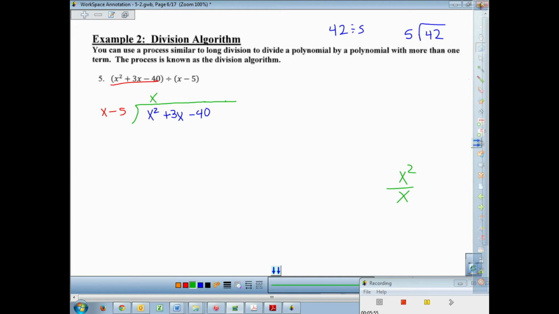Cool. X goes right there. Then we multiply. We want to take x times x, and what would you get? X squared. Now I want to show you something weird. X squared. Then we multiply x times negative 5, and we get what? Negative 5x. We're just going to multiply those out.